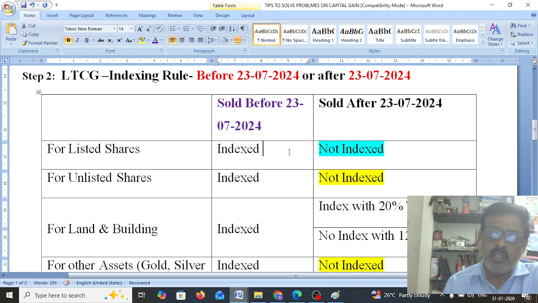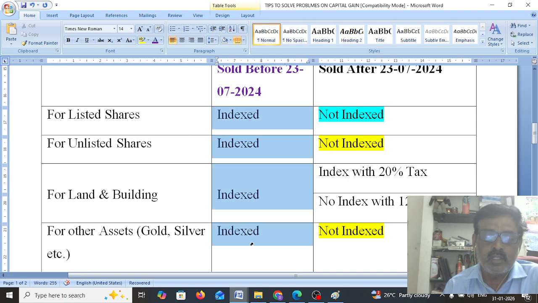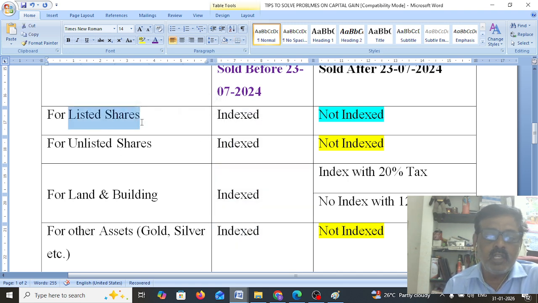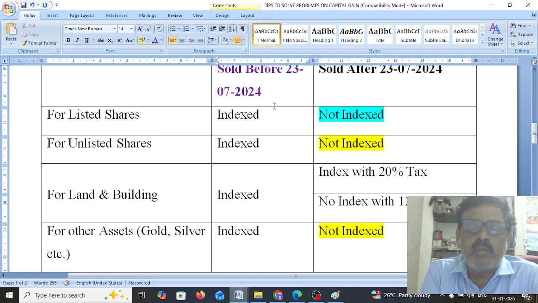before 23 July 2024, invariably all the assets should be indexed. Listed shares should be indexed. Unlisted shares, again, should be indexed. Land and building and any other assets also, if the sales were made before 23 July 2024, all the assets should be indexed.